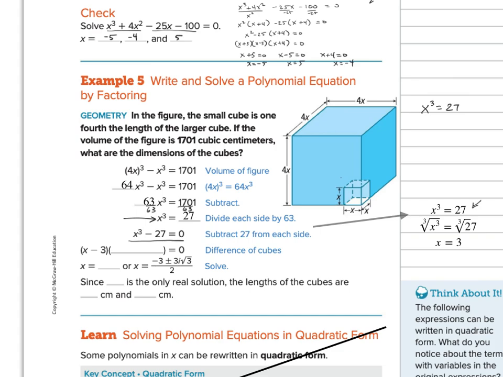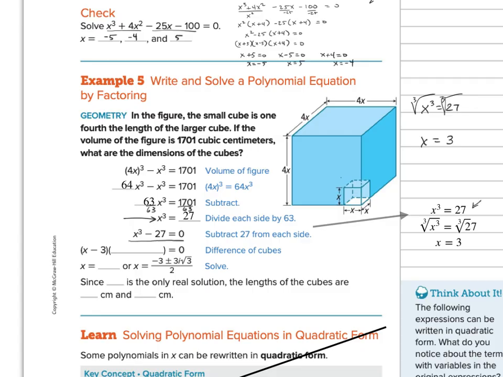Understanding what roots are going on: if I find the cube root of x cubed and the cube root of 27, I have x is equal to 3. That's it. I can be done right there.